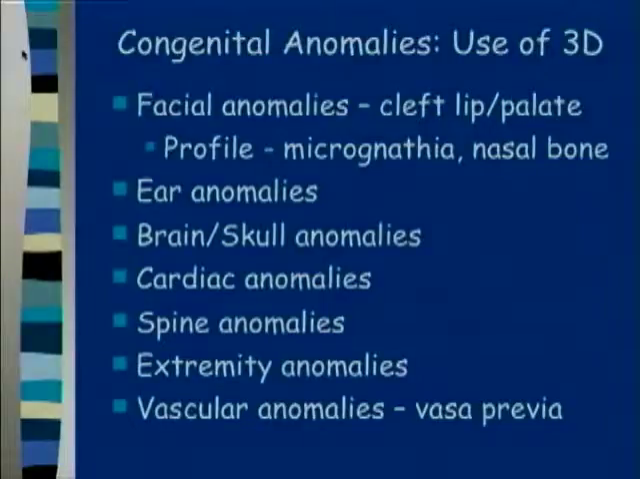We do use it for spinal anomalies, particularly identifying the level of a spinal abnormality or a fetus that's in a terrible position to look at the spine. We use it for some extremity anomalies such as club feet or cut off fingers or abnormal orientation of the hands or feet. And then lastly, we use it for some vascular anomalies like vasa previa. How far is the velamentous cord insertion from the cervix? I can't quite get it in the right plane. I can take a volume and identify how far away it is.